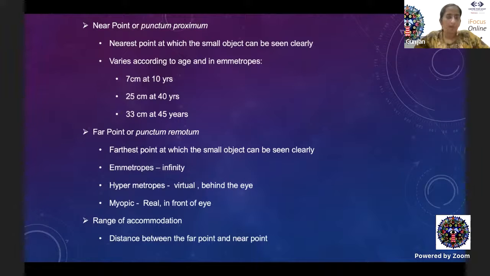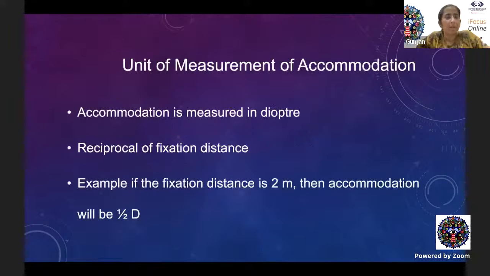The far point of accommodation is the farthest point at which the smallest object can be seen clearly. For emmetropes, it's infinity. For hypermetropes, it's behind the eye, and for myopes, it is in front of the eye. The range of accommodation is the difference between the far point and the near point, meaning the point up to which you can see clearly and the point at which you start having blurring; the difference between the two is the range of accommodation.